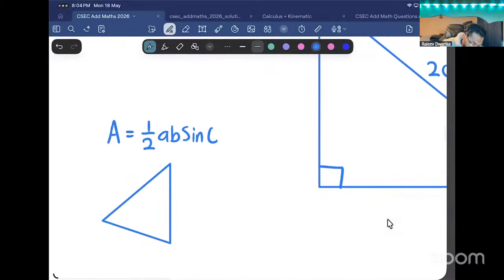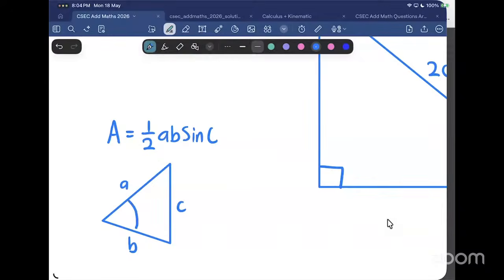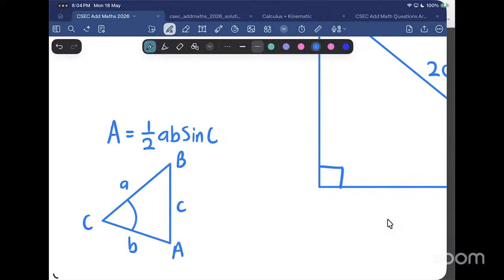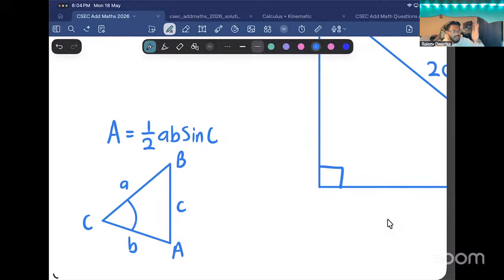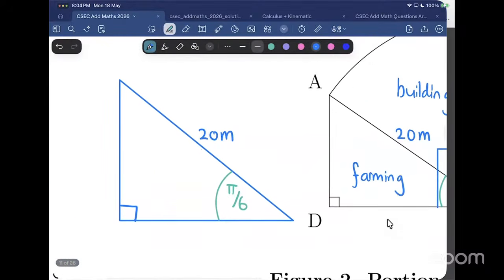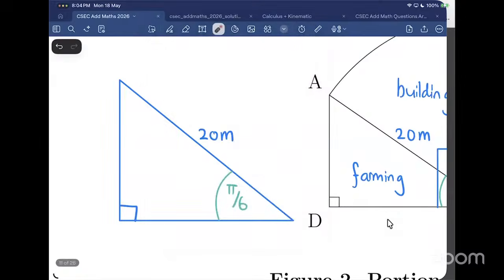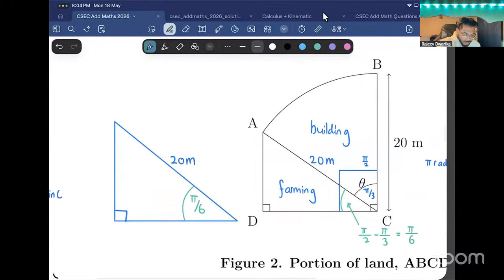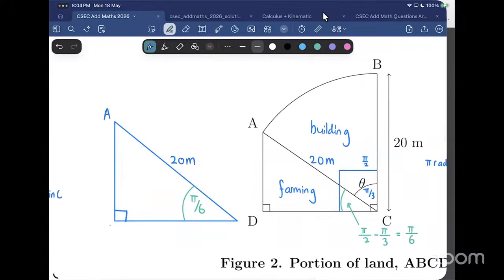So consider I had this triangle here. This is A, this is B, and this is C. I would use this formula anytime I have an angle sandwiched between two known lengths. Now, when you look at this question, we don't really have an included angle. You see an included angle? No. So which side would I have to find if I wanted to make this an included angle? Side DC, I would have to find.